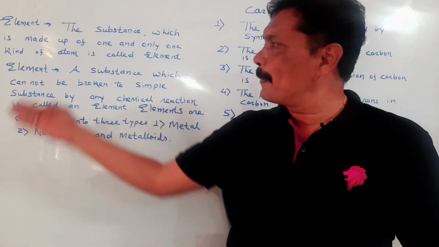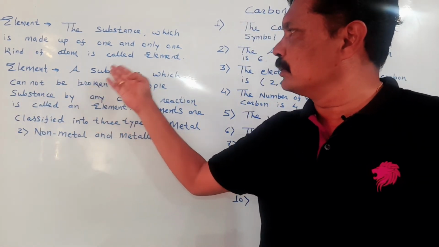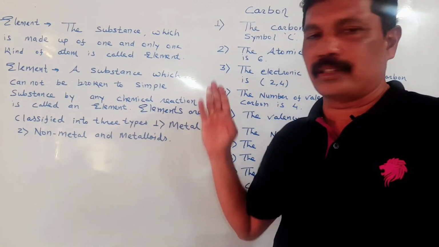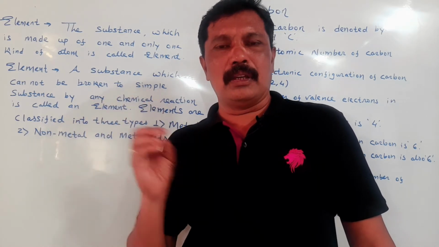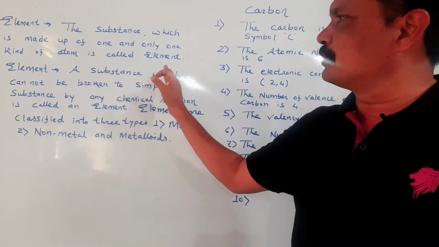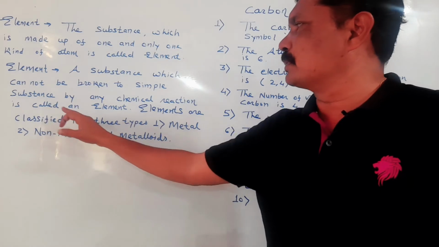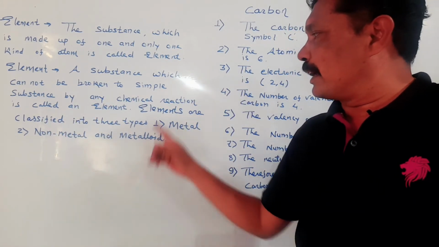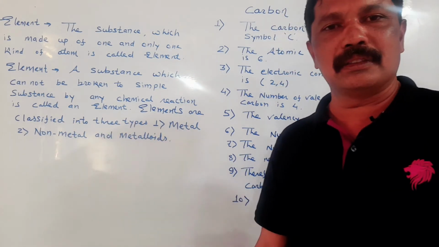What does it tell? A substance which cannot be broken to simple substance by any chemical reaction. It tells us that a substance cannot be broken into any simpler form. A substance which cannot be broken to simple substance by any chemical reaction is called as element. And we know that in 8th standard elements are classified into three types: metal, non-metals and metalloids.